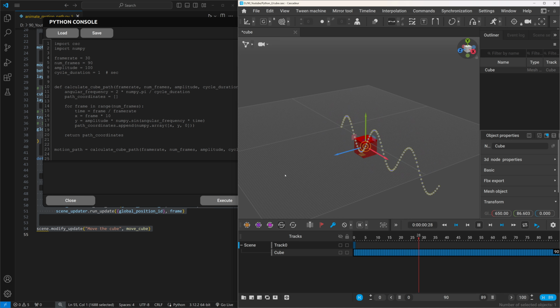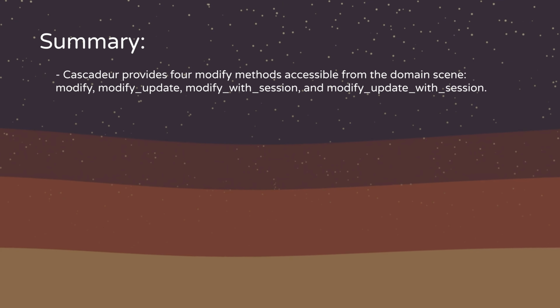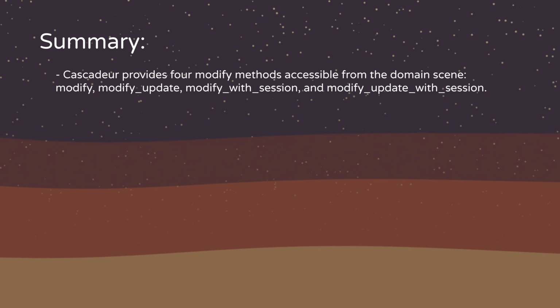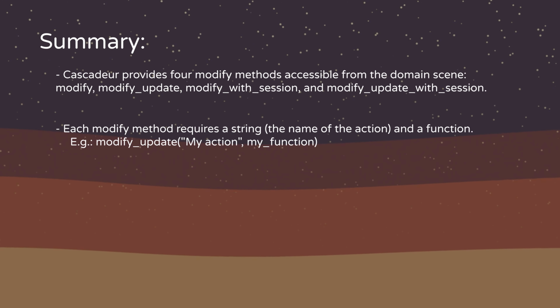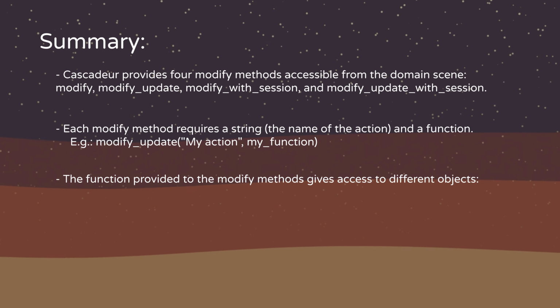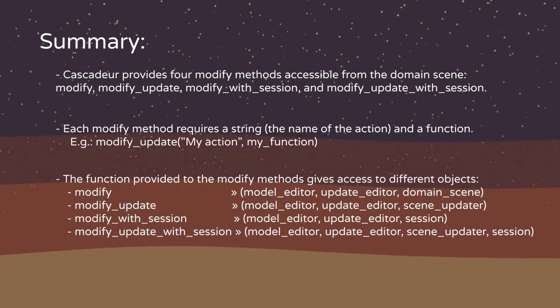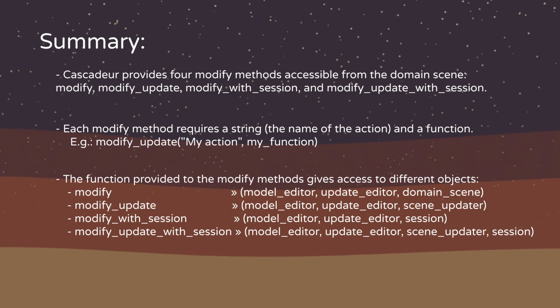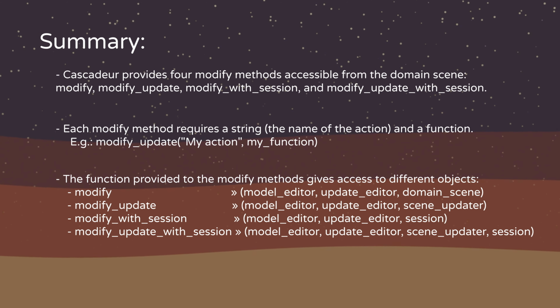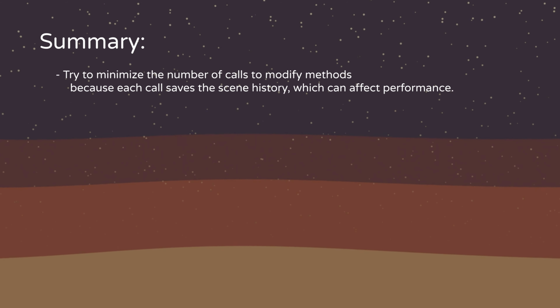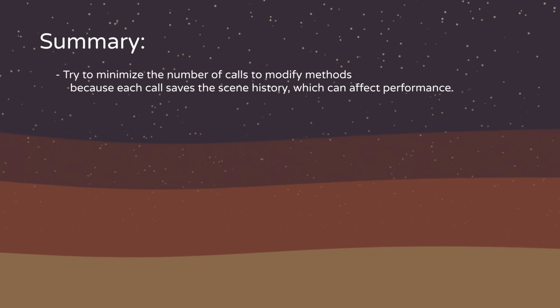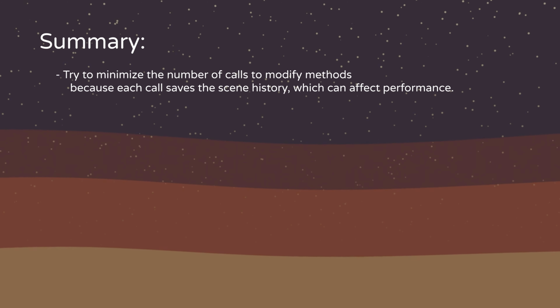There was quite a lot of information covered in this video, so let's summarize the key points. Cascadeur provides 4 modify methods accessible from the domain scene. Each modify method requires a string that will be the name of the action and a function. The function provided to the modify methods gives access to different objects depending on which modify method you use.